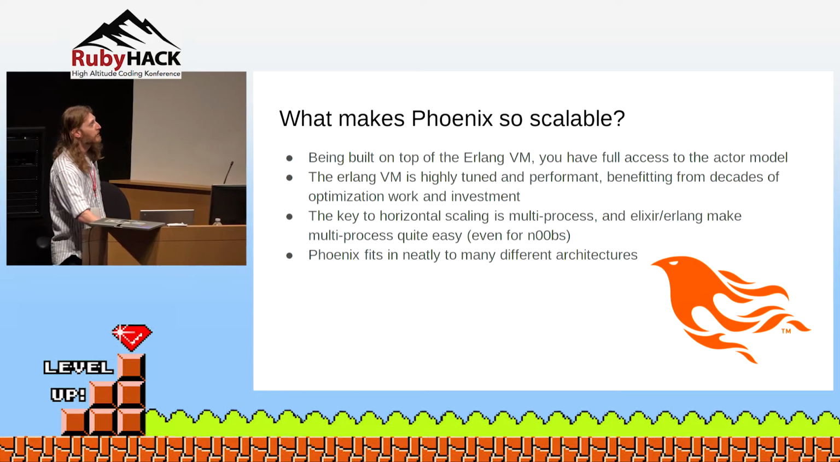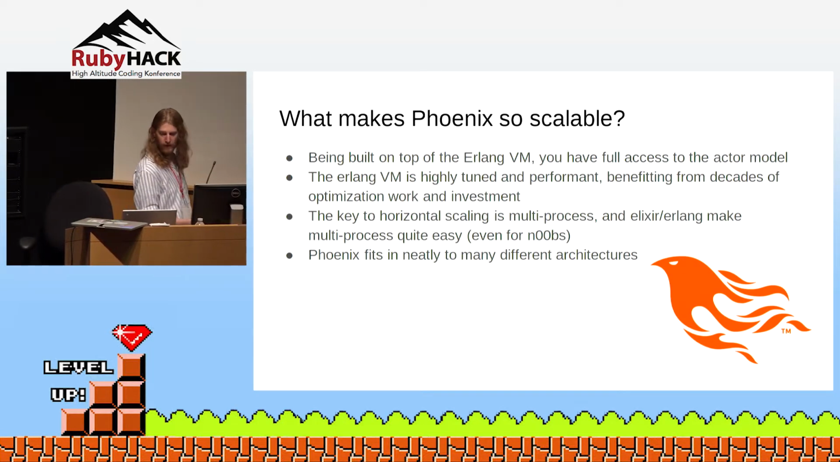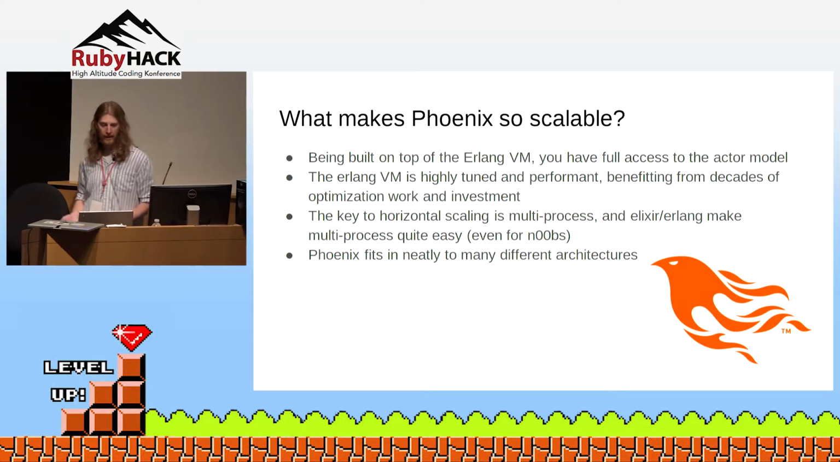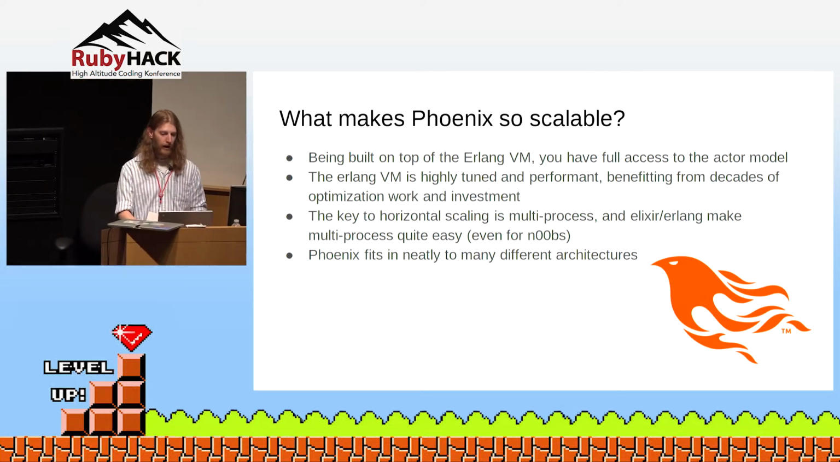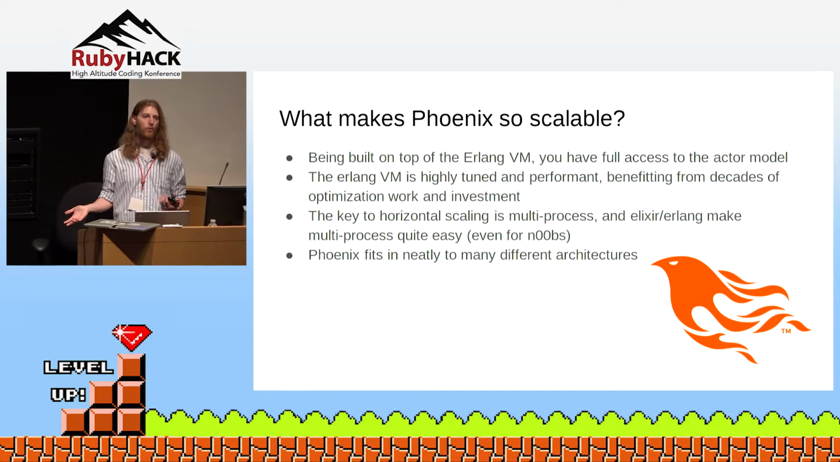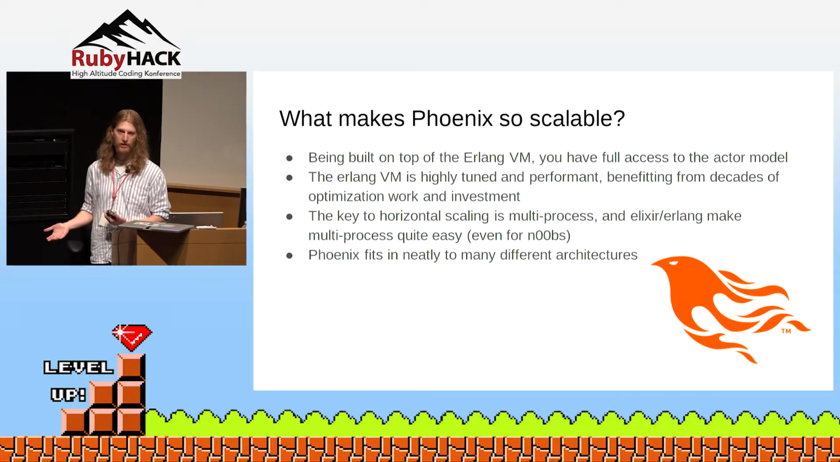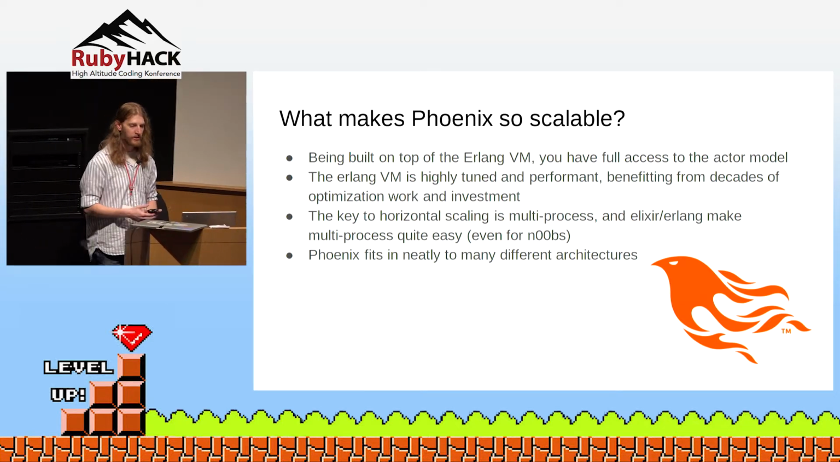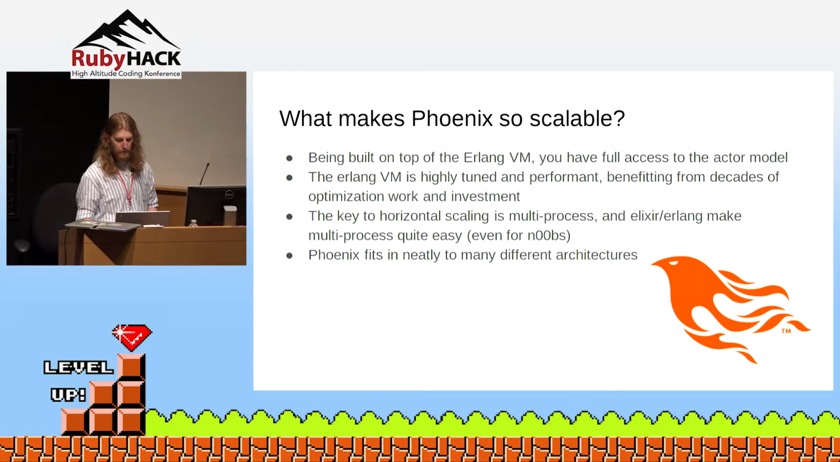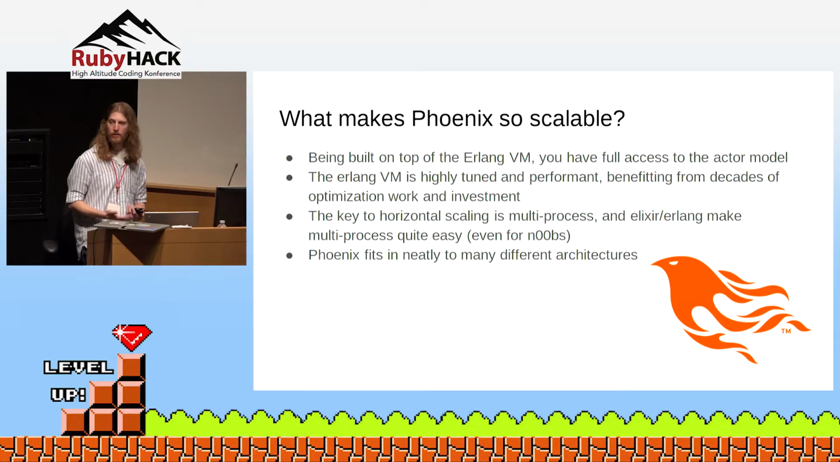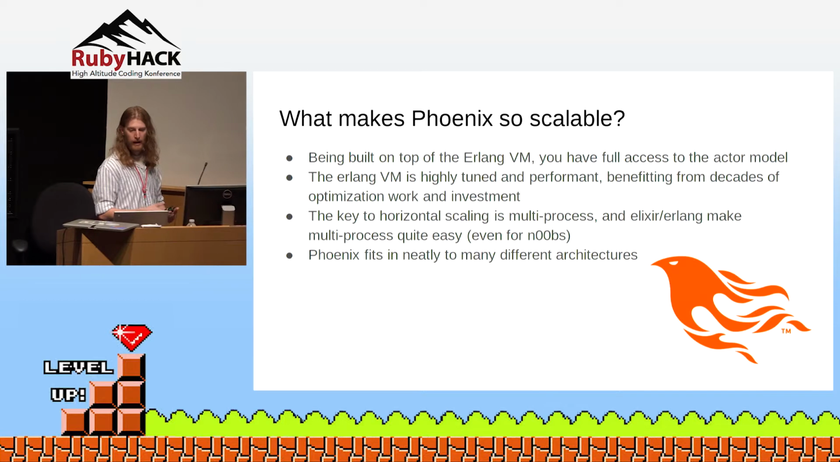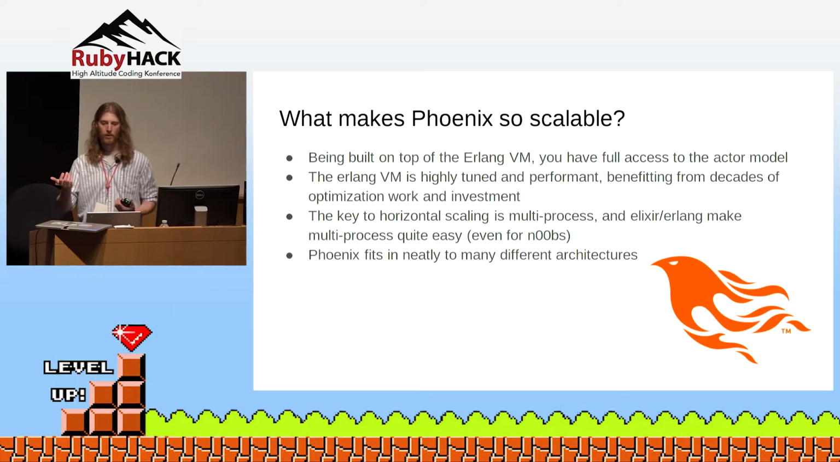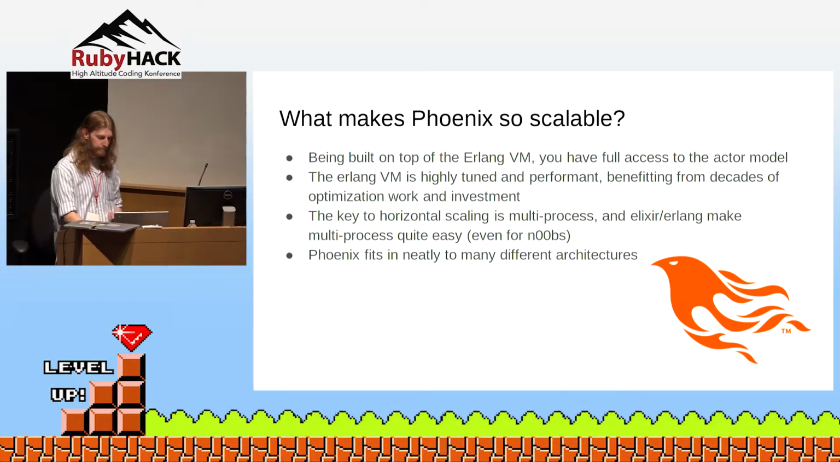So what makes Phoenix so scalable? I mentioned that it's built on top of the Erlang VM, which means you've got full access to the actor model. Long story short, the Erlang VM was built by the telecoms to run on switches for phone companies. So it had to be rock solid, and it's benefited from decades of that. The key to horizontal scaling is multi-process, as we talked about, and in Elixir and Erlang, that becomes pretty easy, even for noobs.